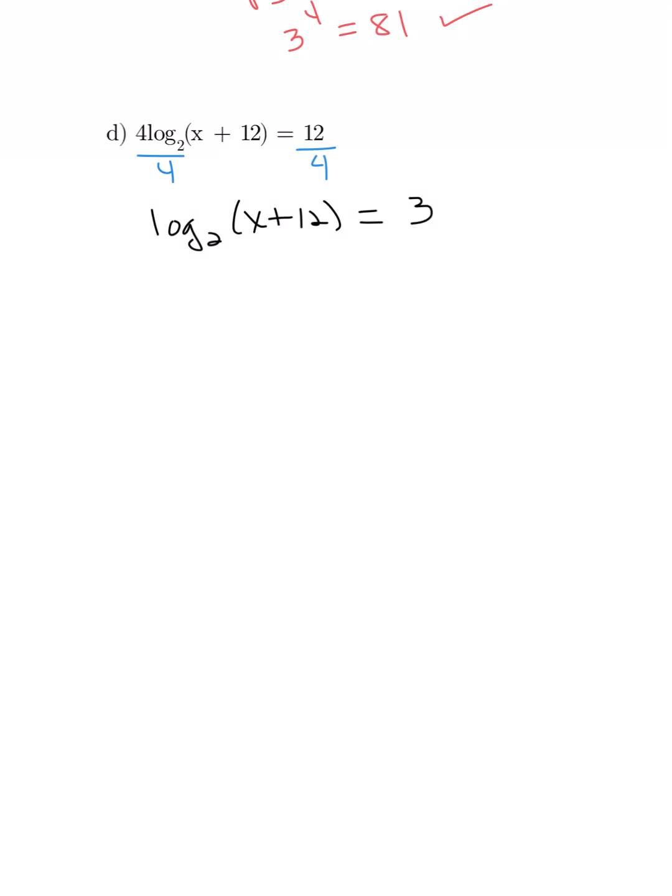Since the logarithm is now isolated, we go to exponential form. 2 to the third equals x plus 12. 2 to the third equals 8, equals x plus 12. Subtract 12 on both sides. You get x equals negative 4. You are not done until you do your check.